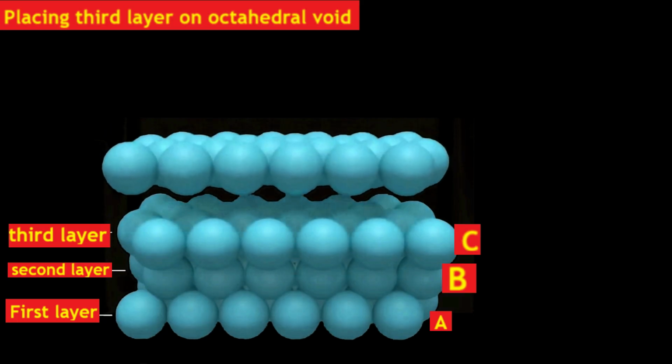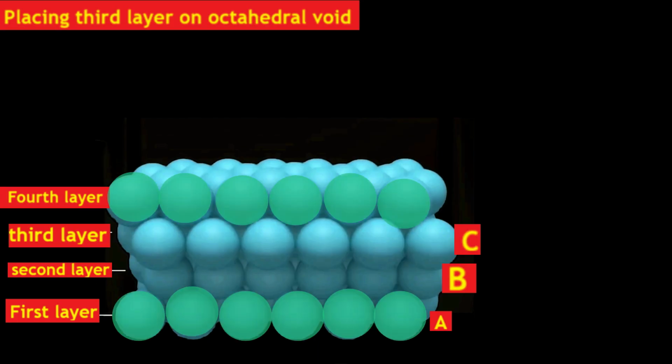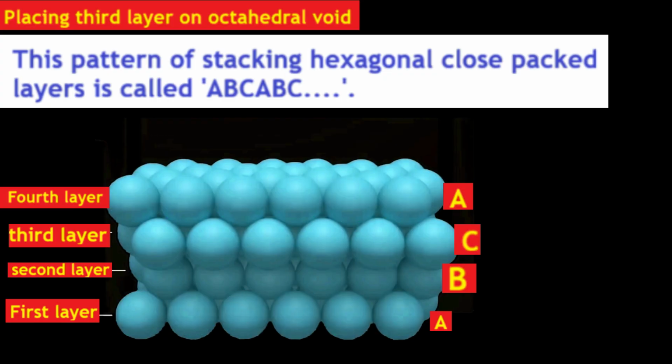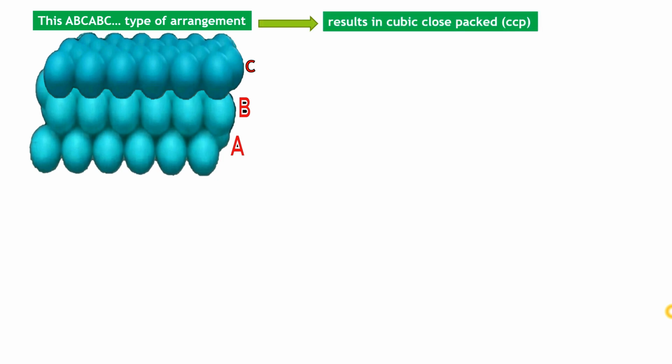Now when the fourth layer is placed on octahedral voids, its arrangement matches the arrangement of the first layer. So again the fourth layer is labeled as A layer. In this way the layers continue. This pattern of stacking hexagonal close packed layers is called ABC type packing. This ABC type of arrangement results in cubic close packed CCP.